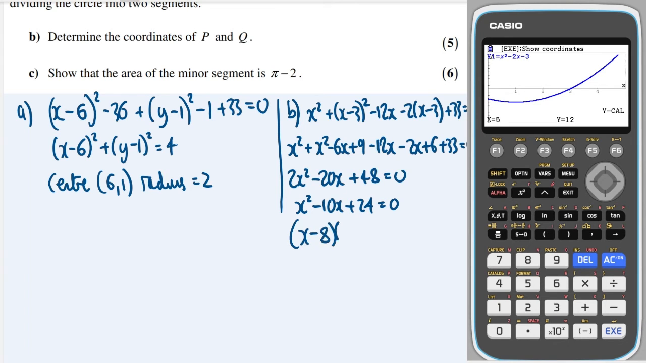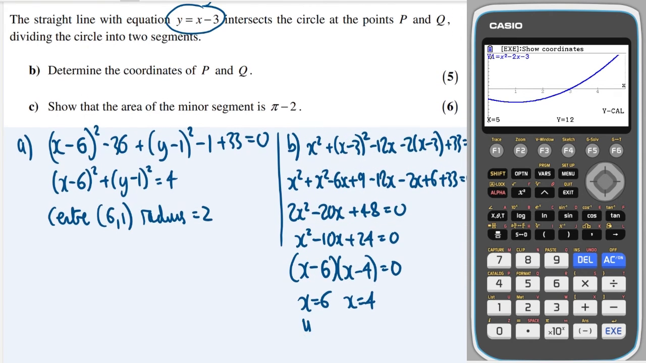Factorize. Oh, hold up. Nope, 6 and 4. So we get x equals 6, x equals 4. We need to find the coordinates, so let's just sub it into the line. So the y is equal to 3 and the y is equal to 1. Okay, great.